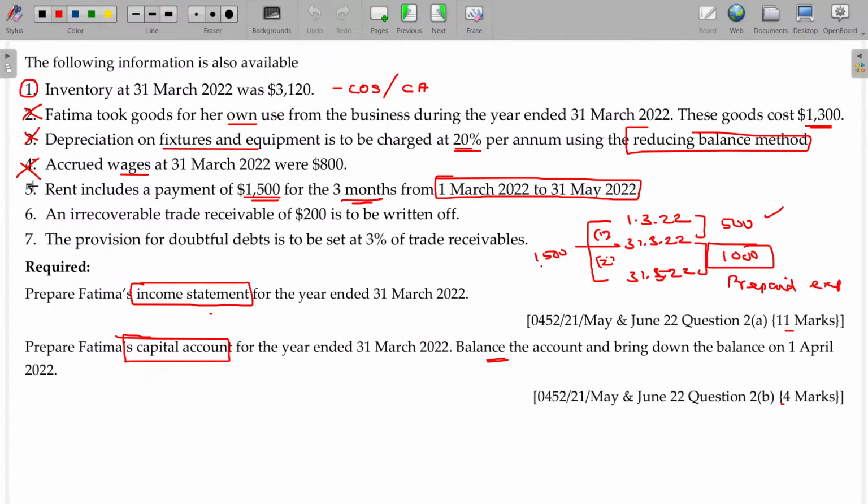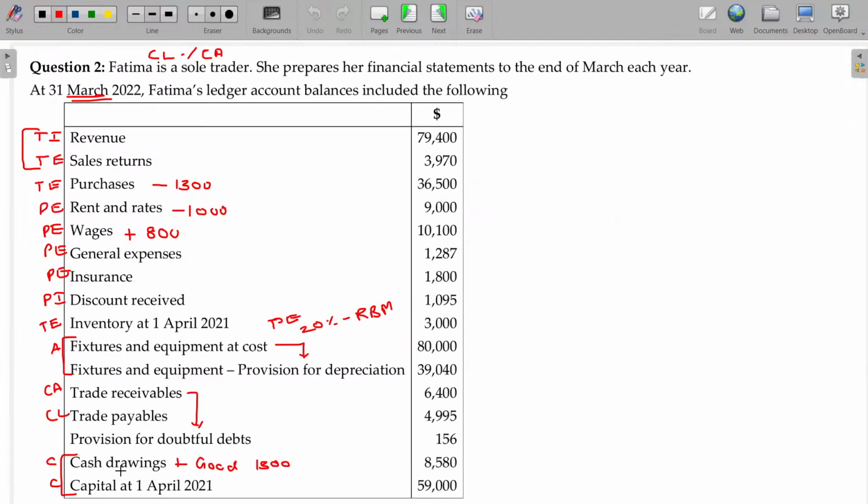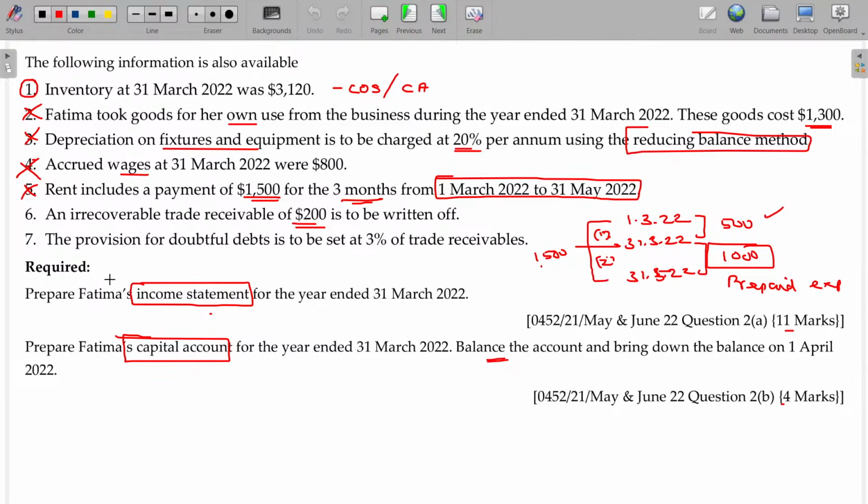And now let's go for the sixth one. An irrecoverable trade receivable, 200, is to be written off. Irrecoverable. So trade receivables you have, in that we have irrecoverable debt being 200 rupees. So this irrecoverable debt will be a profit and loss section expense. Is that okay? Next one, the provision for doubtful debt is to be set at 3% on trade receivables.